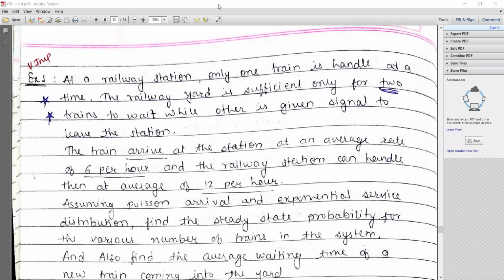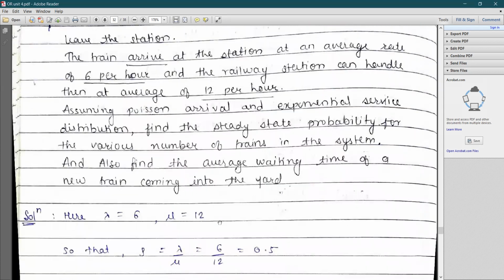So the first example is: at a railway station only one train is handled at a time. The railway yard is sufficient only for two trains to wait while the other is given signal to leave the station. The trains arrive at the station at an average rate of 6 per hour, and the railway station can handle them at an average of 12 per hour. Assuming Poisson arrival and exponential service distribution, find the steady state probability of various numbers of trains in the system, and also find the average waiting time of a new train coming into the yard.